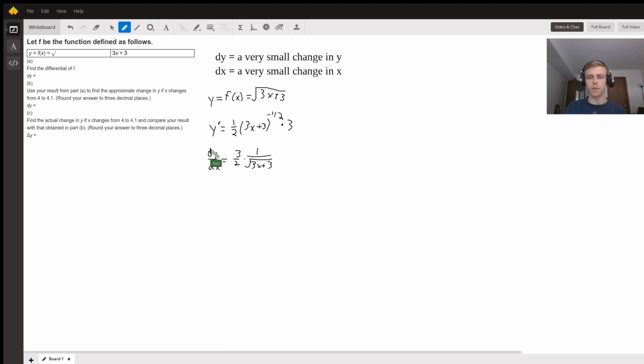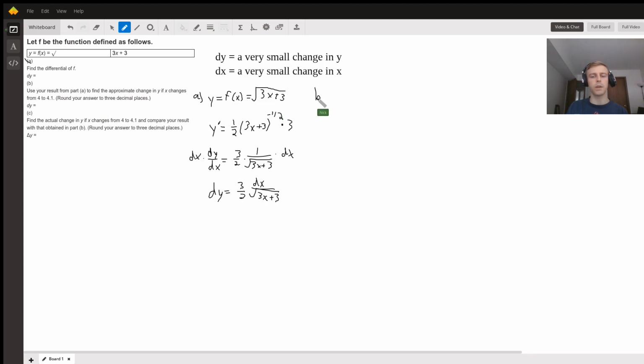We can also think of these as independent values. Dy and dx as separate concepts. They don't always have to be tied together. So when it says here find the differential of f, it really means solve for just dy. So if we multiply both sides by dx, we will get the equation for dy, which comes out to be 3 over 2, and then you could write this as dx over root 3x plus 3. So that is your differential, that is your dy. So that is A.